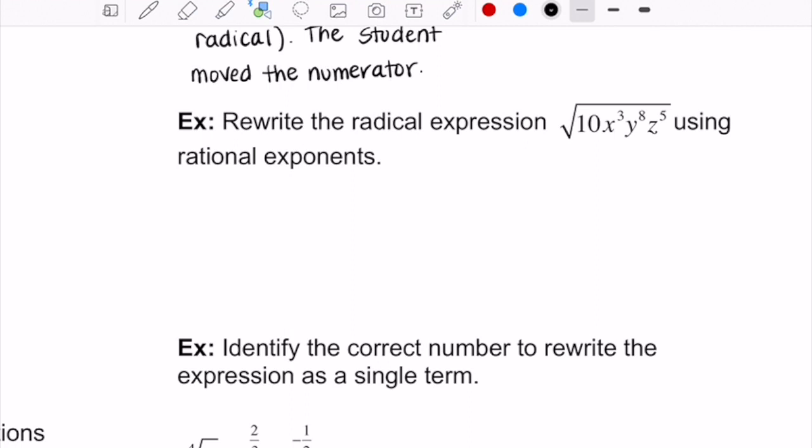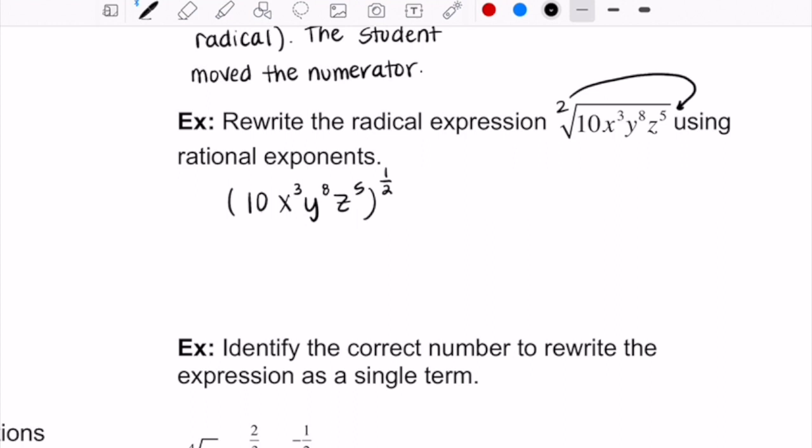All right, on this next example, we're asked to rewrite the radical expression. And so there's no number given out front as the index, so we know that that means that it's a 2. Remember that the 2 will come over here underneath, and so the 1/2 exponent will become the exponent on the expression. So the first thing I'll do is I'll rewrite it like this. So it's going to be 10x to the third, y to the eighth, z to the fifth, and then the exponent here is 1/2. So that's the first step in rewriting it with rational exponents.